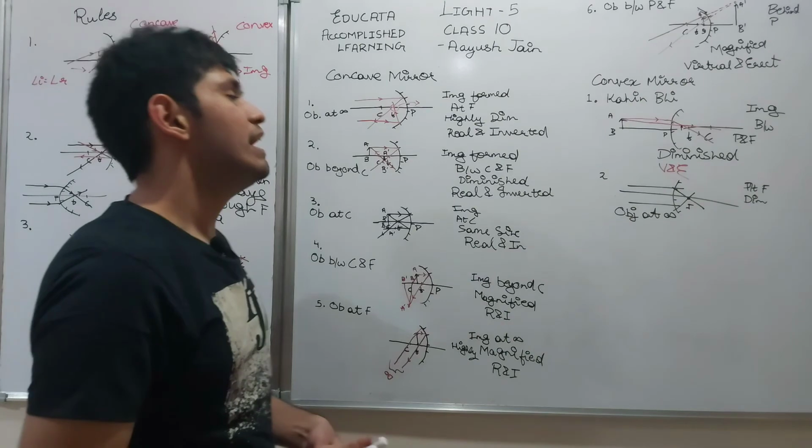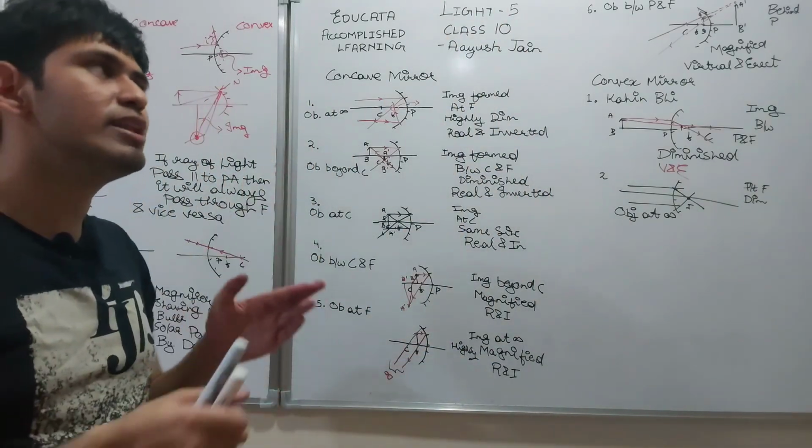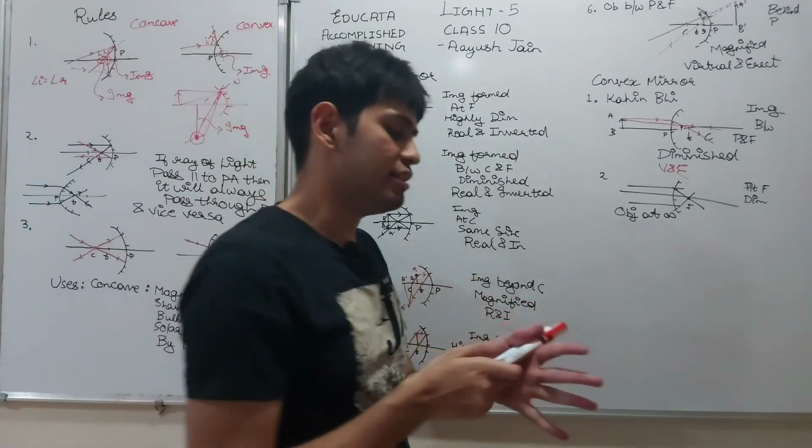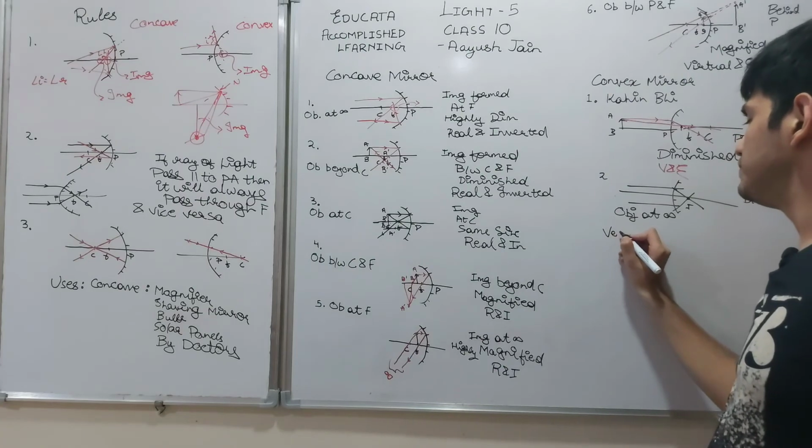So guys, the uses of the convex mirror. Where are the convex mirrors used? So convex mirrors are basically used in the case of vehicles. Convex mirrors are basically used in vehicles.